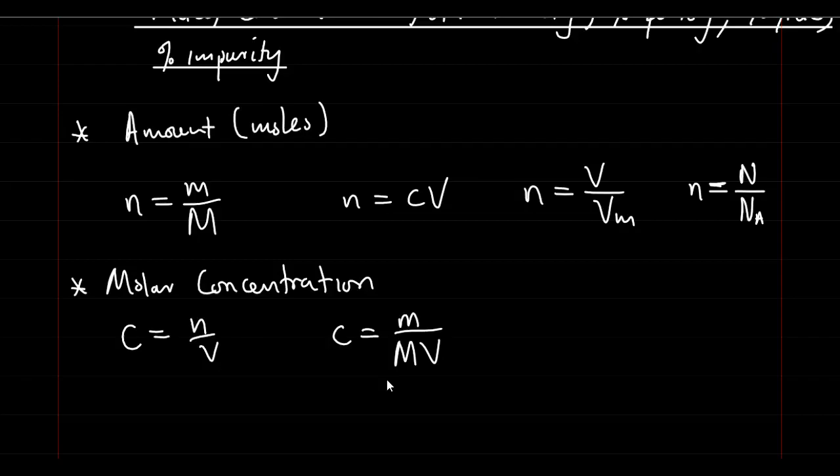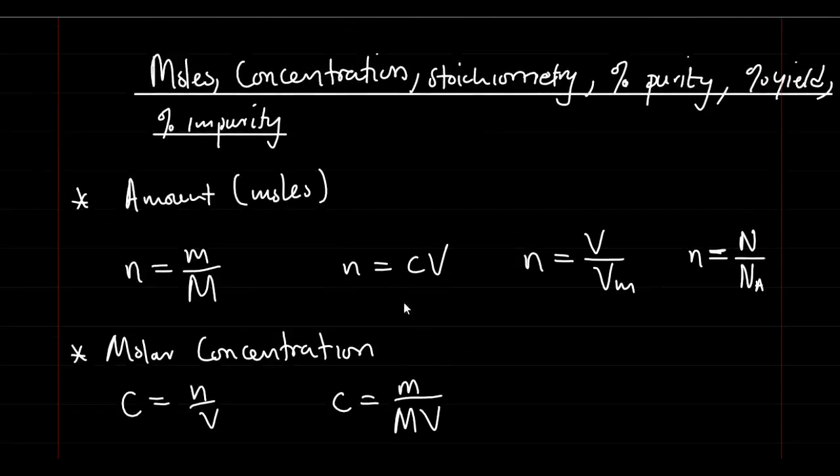Okay, guys. So I will start with amount. What we say is amount, which is moles. When they say amount, they're talking about moles. I'm not talking about rands. Like when I say the amount of sodium hydroxide in moles, it means I'm talking about the number of moles.